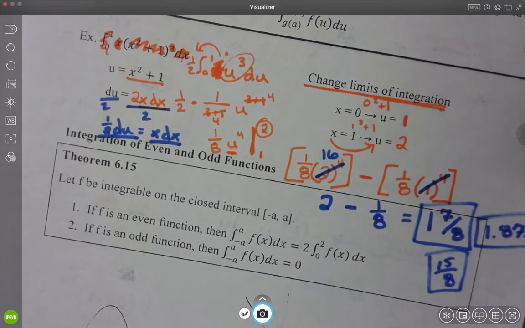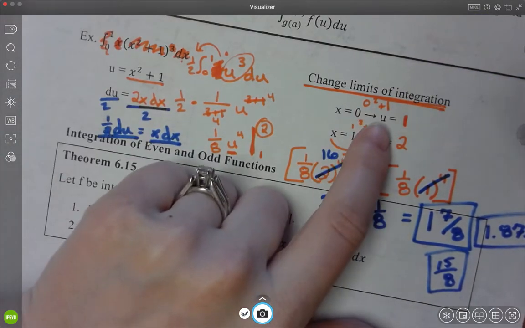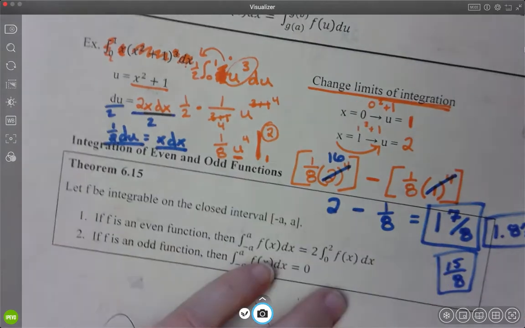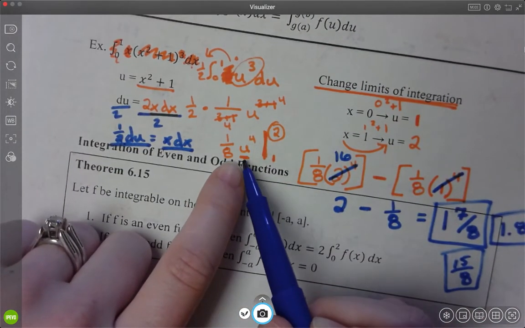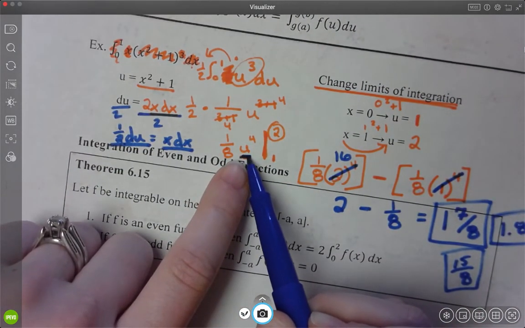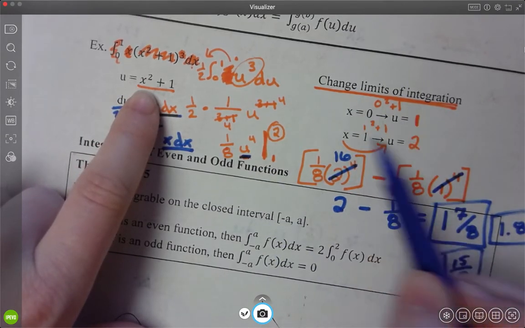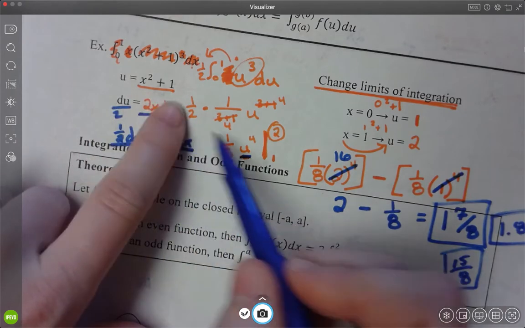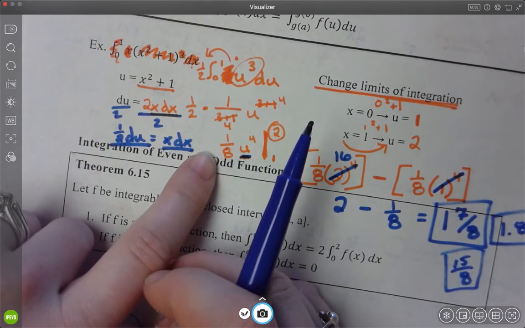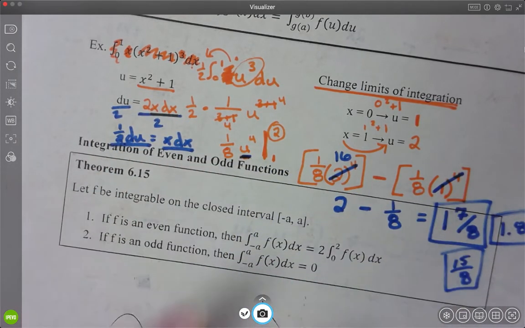It doesn't matter if you want to change your limits of integration. By doing this process, it just saves you time from having to replace this u back with the ugly x squared plus 1. You've just switched your numbers rather than plugging the equation back in and then plugging in 0 and 1. Okay, so I hope that all kind of made sense.